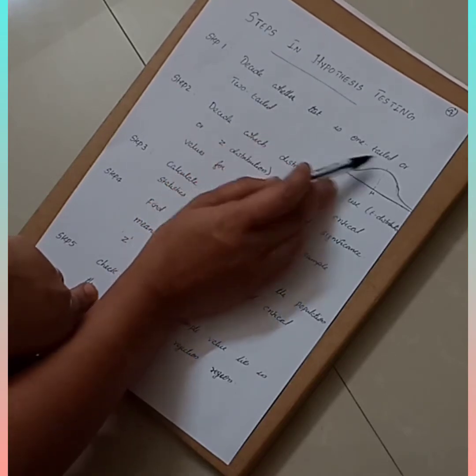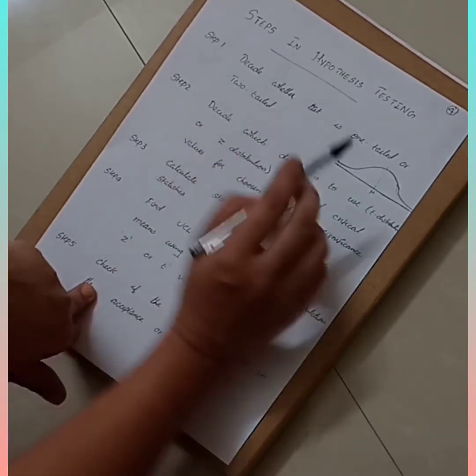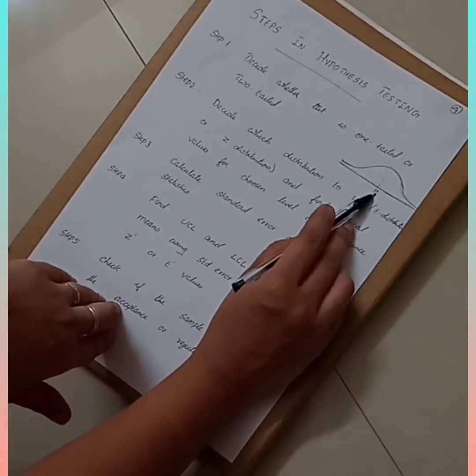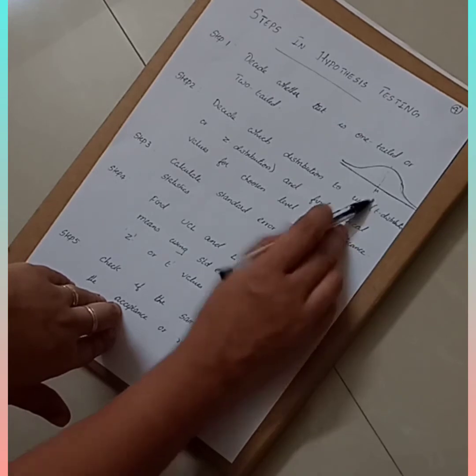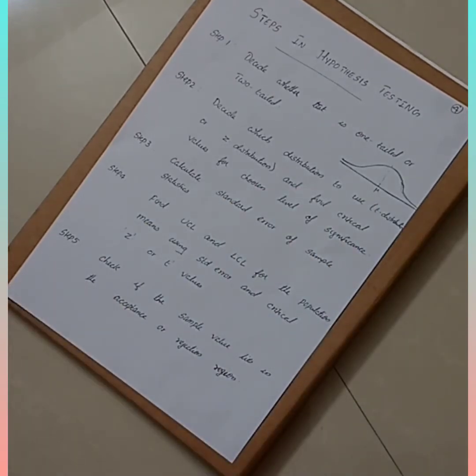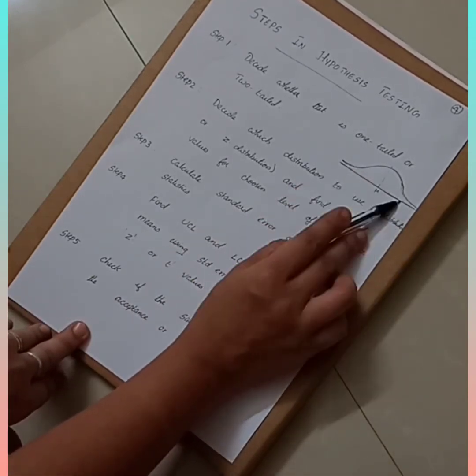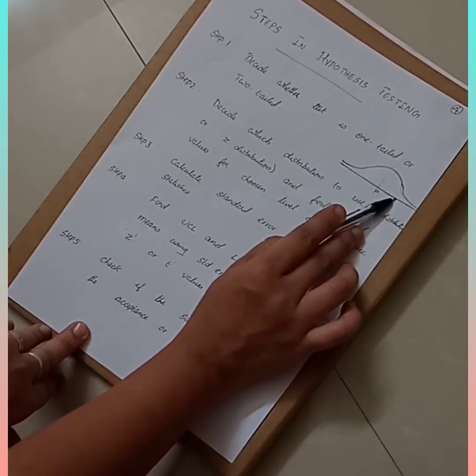So going into detail with the steps in hypothesis testing, the first step is to decide whether the test is a one-tailed test or a two-tailed test. Now what do we mean by a two-tailed test? See, for example, mu is given in the question. If I say my mu value is 50, so H naught is mu equal to 50, then H1 can be mu not equal to 50. When I say mu not equal to 50, it can be either less than 50 or greater than 50. So both these two tails are open here. That is what is called a two-tailed test.